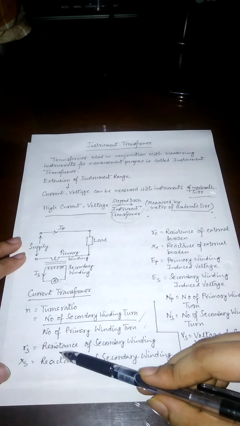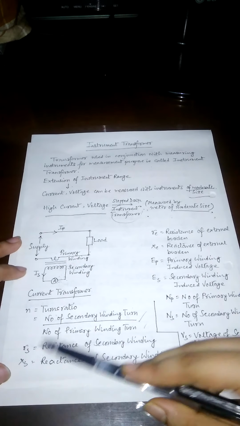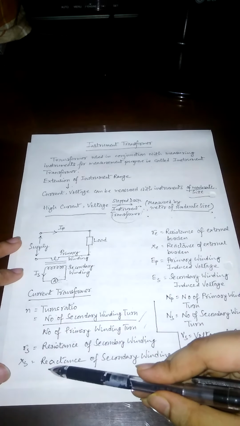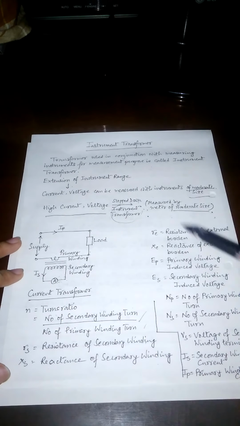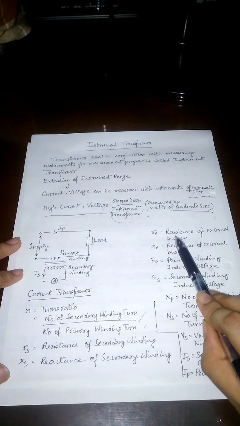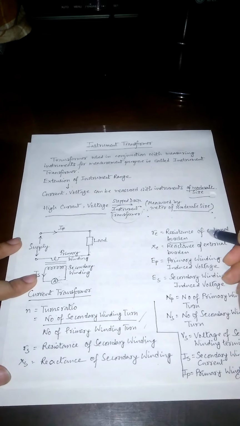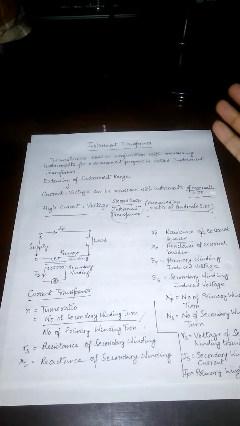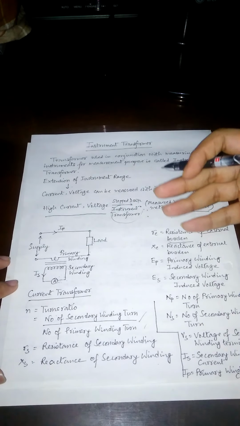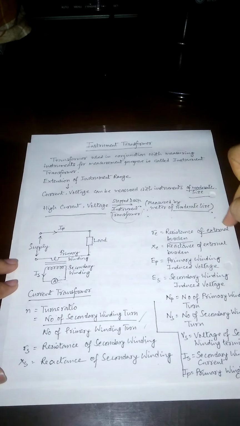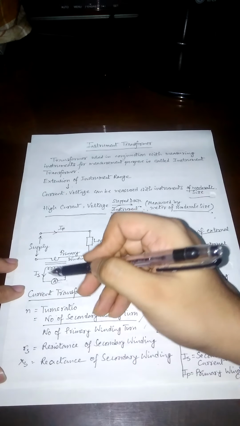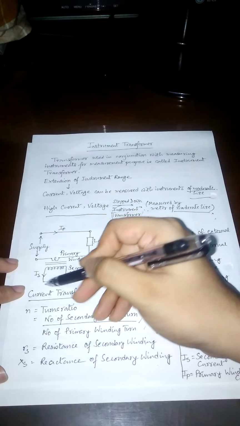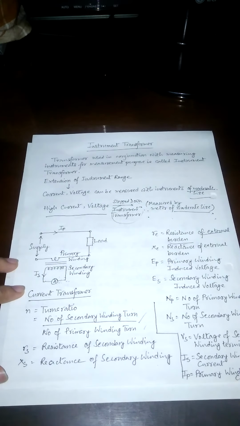Now the parameters of the instrument transformer: RS is the resistance of the secondary winding, XS the reactance of the secondary winding, RE the resistance of external burden. External burden means the meter, the ammeter or the wattmeter current coils which are connected in the secondary winding of the instrument transformer. The meters are the external burden. That means if we are considering power measurement, then the current coil of the wattmeter can be connected in this secondary winding part.